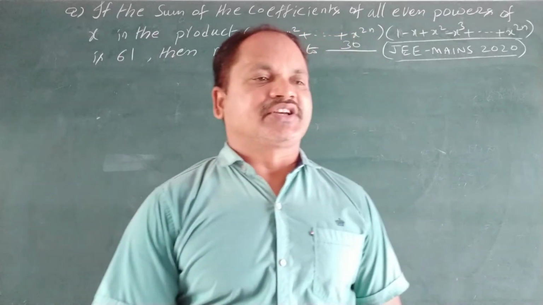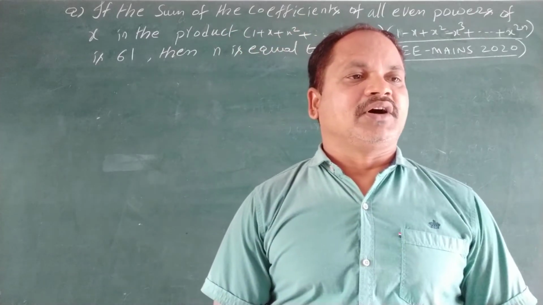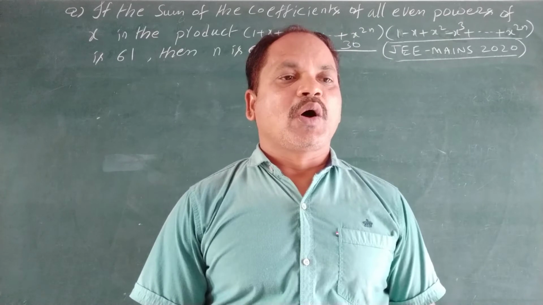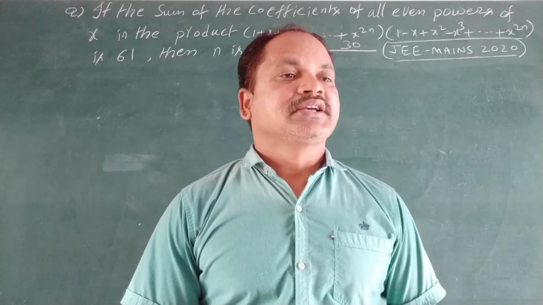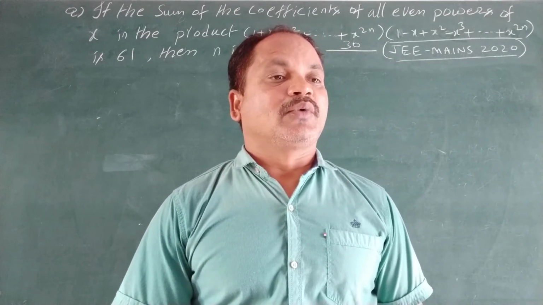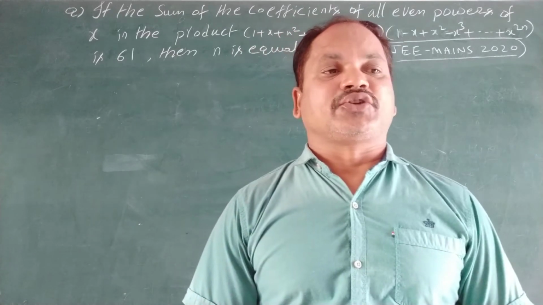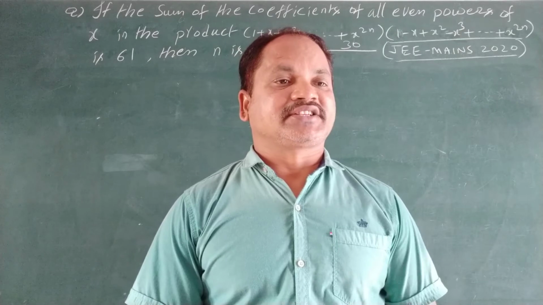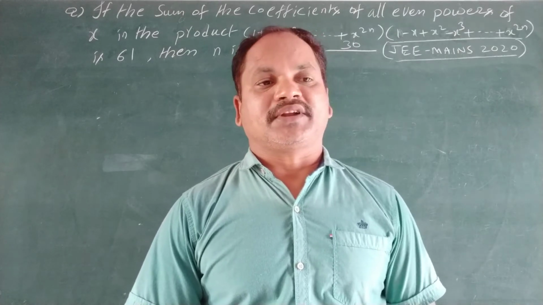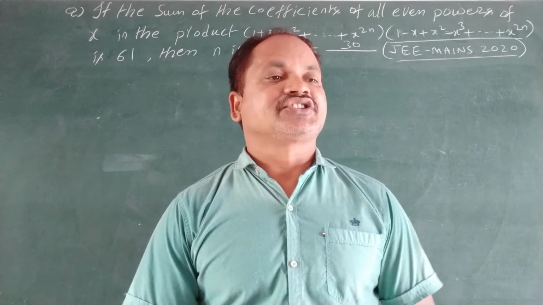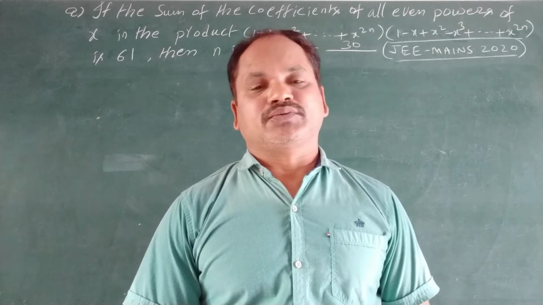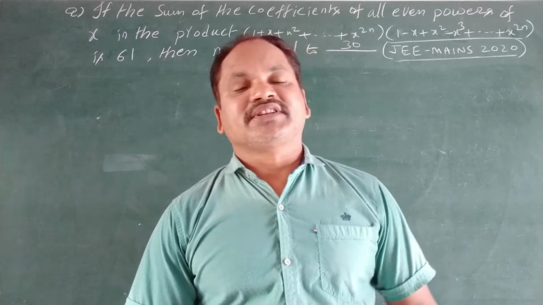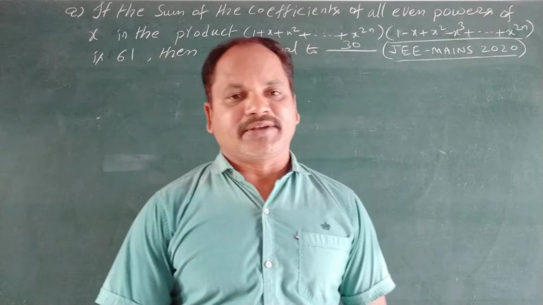Okay, dear students, observe the question. If the sum of the coefficients of all even powers of x in the product (1 + x + x² + x³ + ... + x^2n) × (1 − x + x² − x³ + ... + x^2n) is 61, then n is equal to dash. This question is from JEE-MAINS 2020.